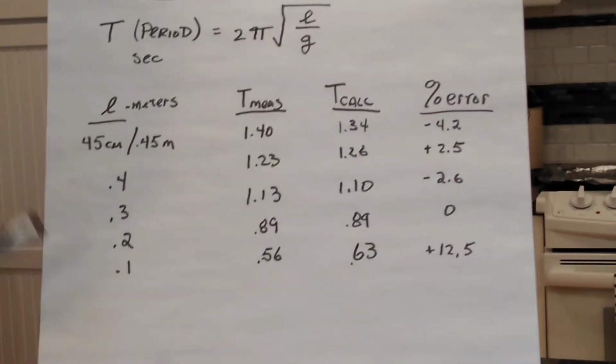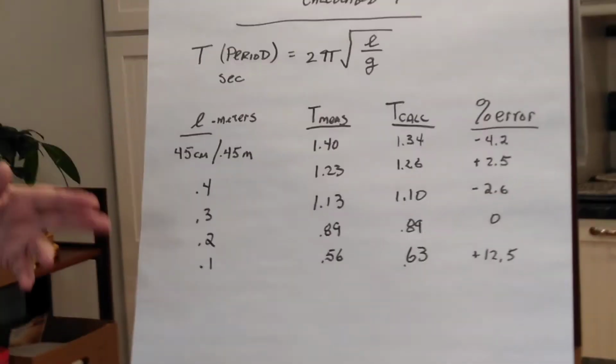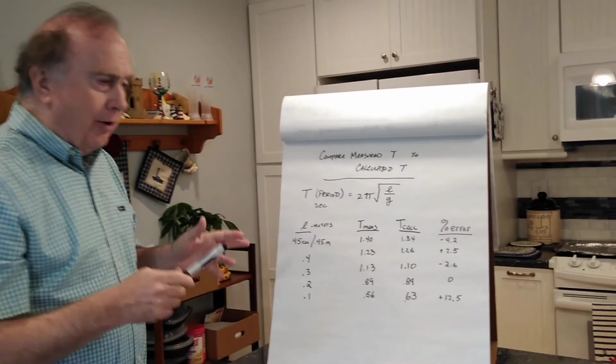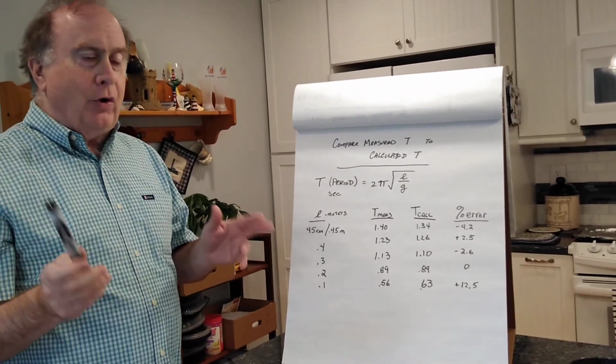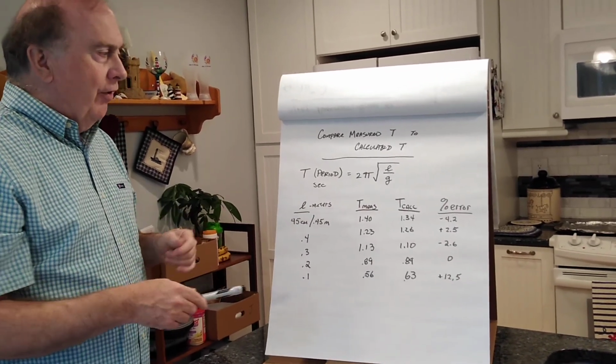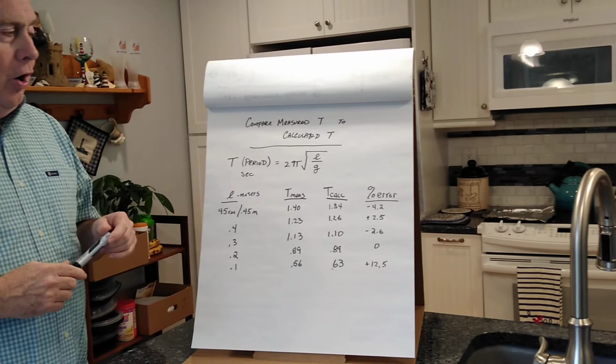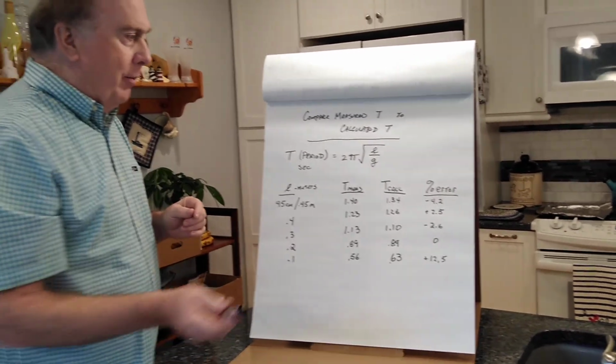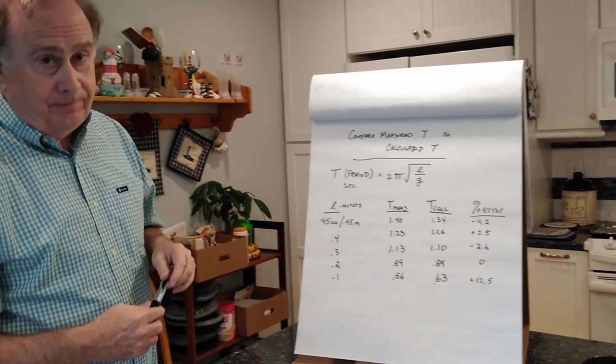But in any event, the whole purpose of the lab was to show that for pendulums, the arm length is the important variable. The mass and the amplitude angle are not. And in this particular lab, following this equation, our calculated period and our measured period were very close.